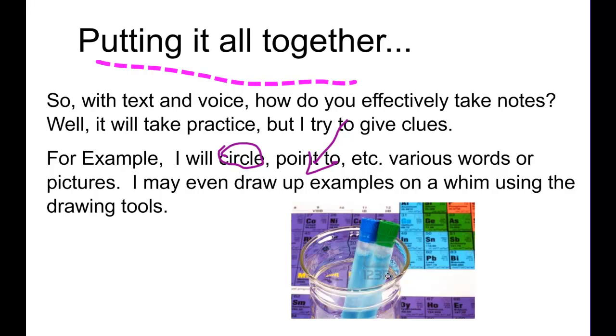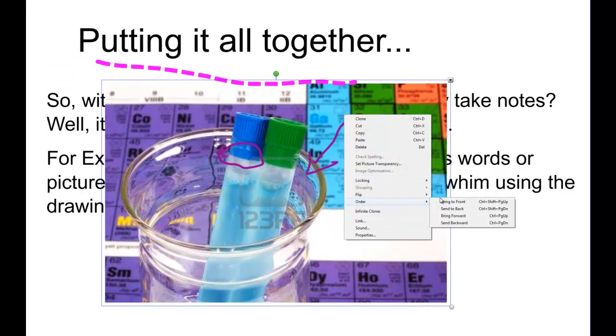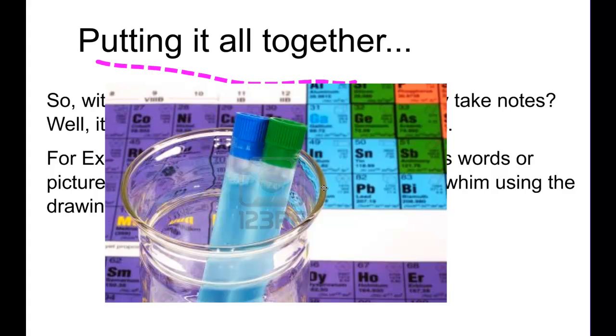So again, we can practice. Here's a picture, I can pull this up, I can bring it forward so that it's in front of everything here, and you can see we've got part of the periodic table behind this beaker with a couple of test tubes and some blue liquid in them. So there's my voice, and now to go along with that, I'll draw stuff. I'll pull up the pen here, and I'll say, this is the periodic table, this is a beaker, and these are test tubes. So you can get the whole experience with this.